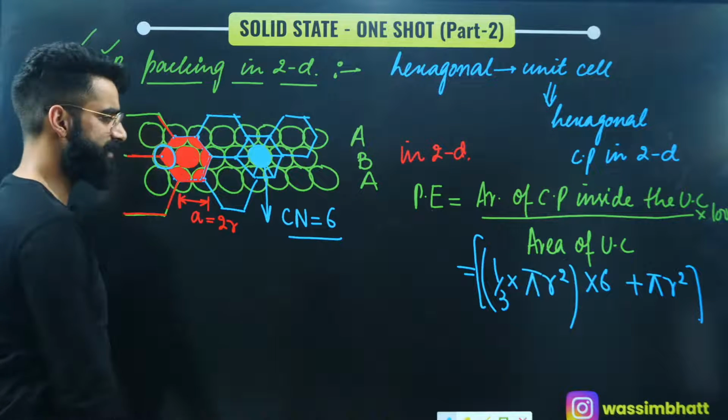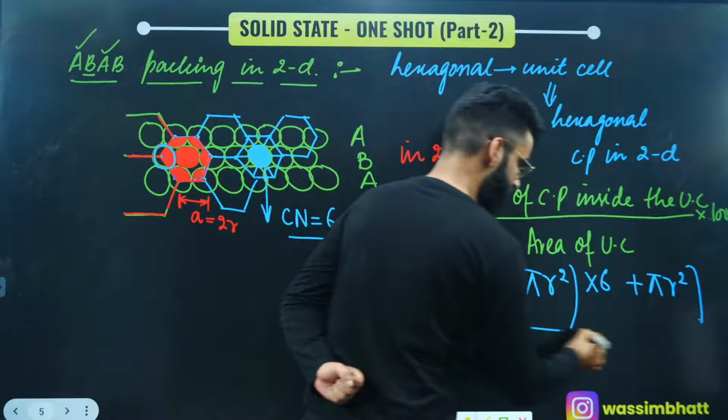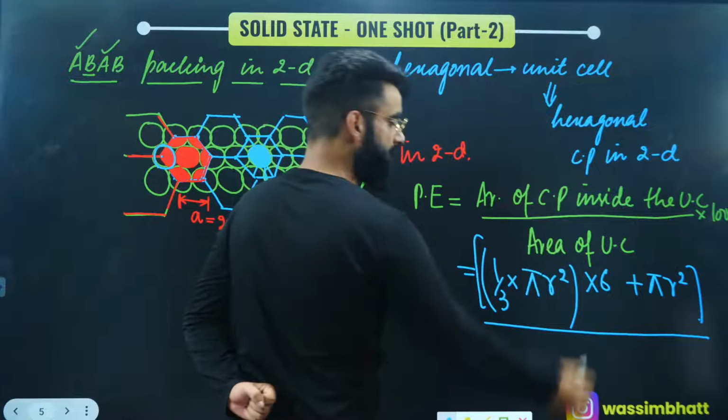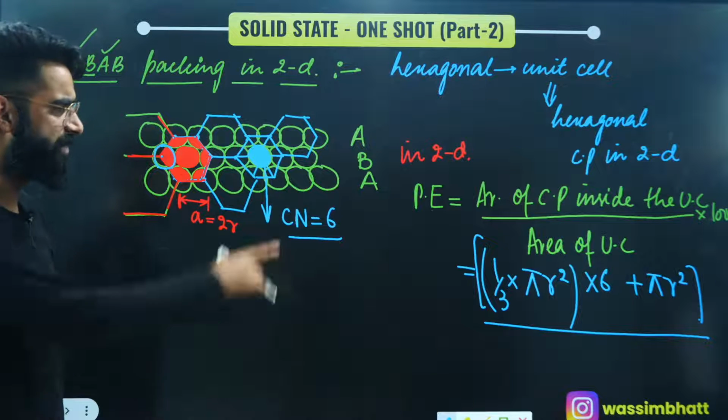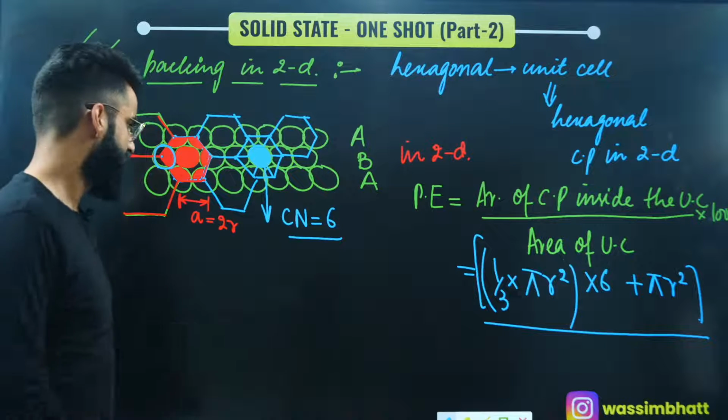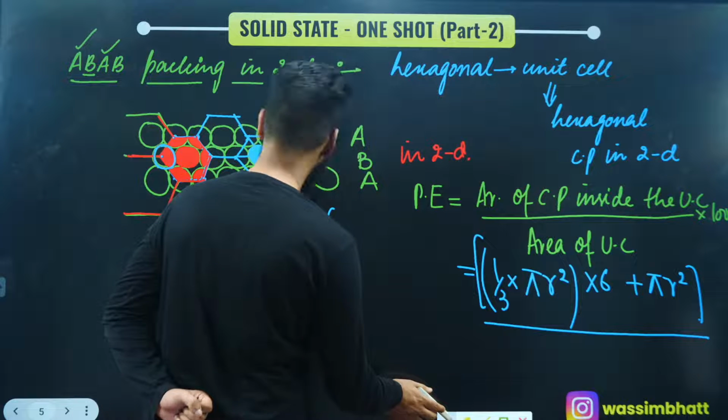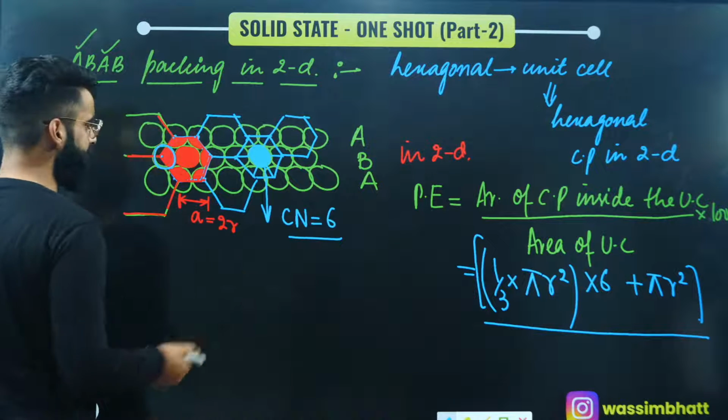Which lies inside this hexagon, okay? Divided by the area of the unit cell. That means the area of the hexagon, since the unit cell is hexagonal in shape, right? I need to divide it by the area of the hexagon. So how do I calculate the area of the hexagon? Now that is the point. How do I calculate the area of the hexagon?